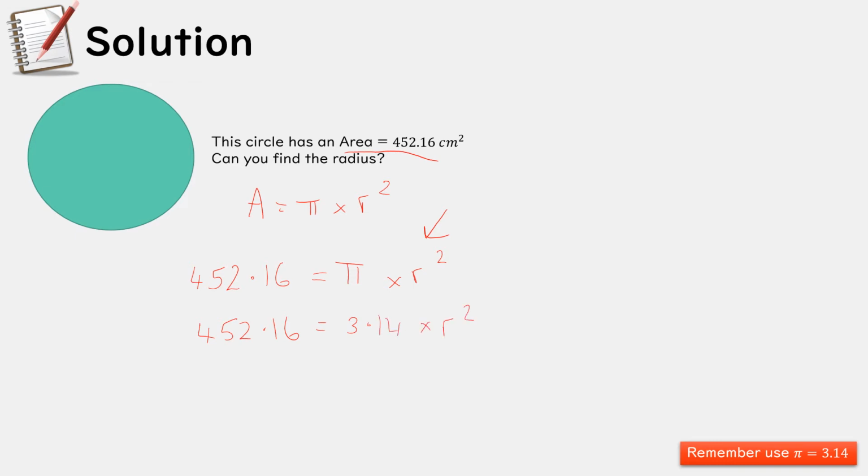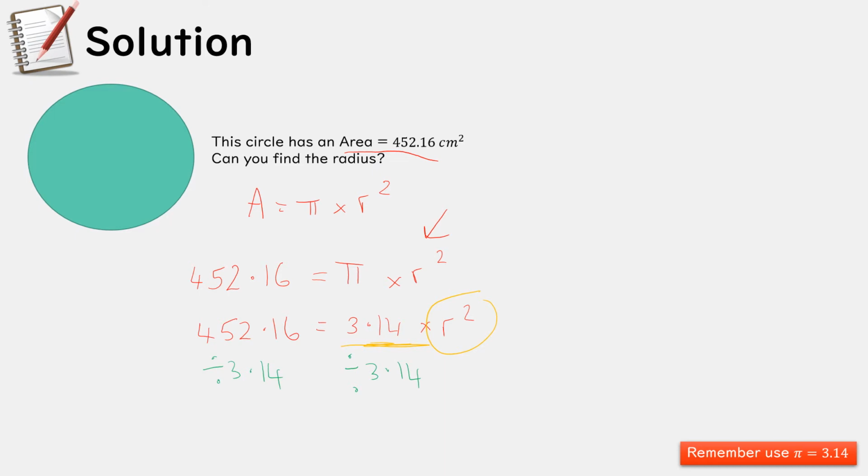Okay, we're aiming to find what the radius is, so we want that radius on its own. So I need to get rid of this bit here. Well, it's timesing by 3.14, so to get rid of that, we need to do the opposite. We need to divide by 3.14. And if I do that on one side, I've got to do it on the other side. So I'm going to write those workings there.